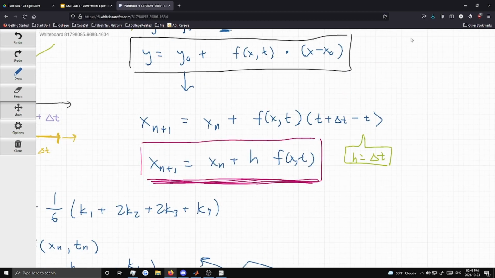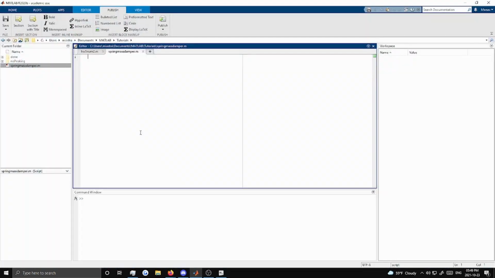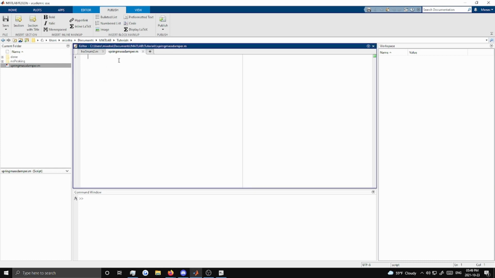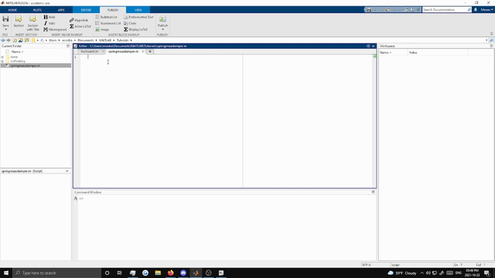So, let's get right to it then. I'll move this off screen, open MATLAB, and using the information from the previous video, we will solve the spring mass damper system. So, let's get right to it.